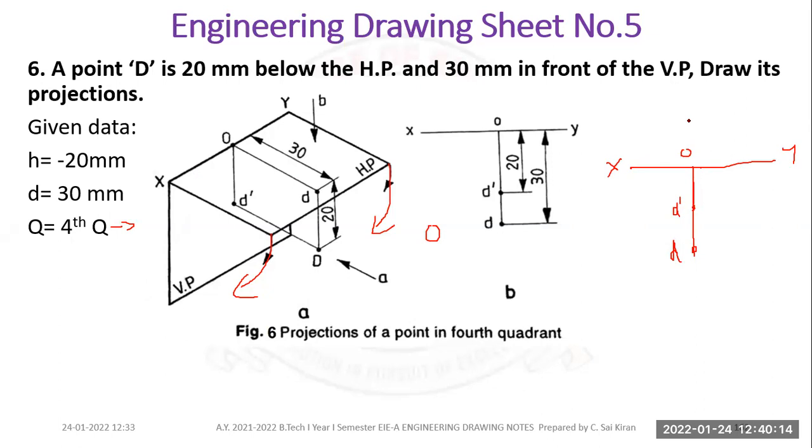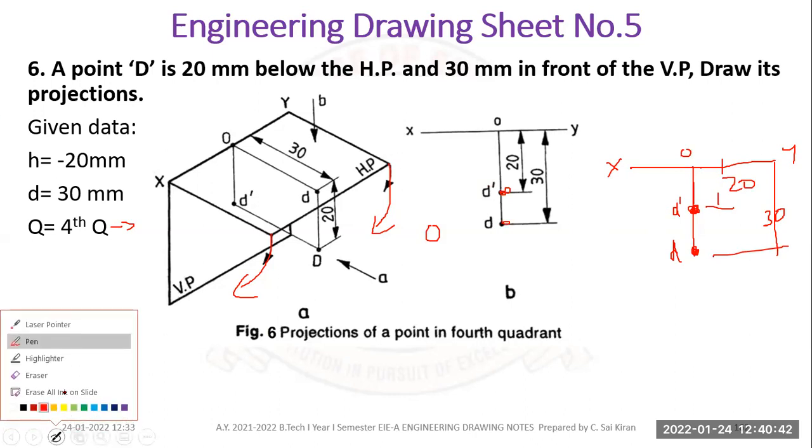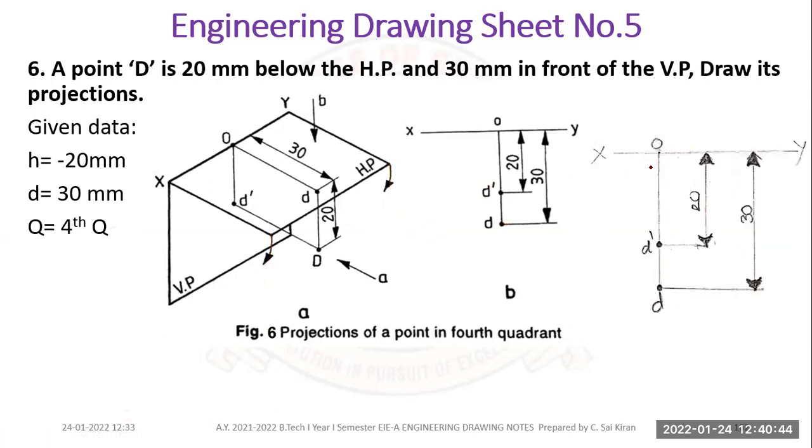Draw everything with an H pencil and give the dimensions with the 2H pencil. Highlight these points two to three times with the HB pencil. These points should be darker. And this is what your seniors have drawn. On the same vertical line with respect to O, draw a vertical line of 20 and 30. On the same line, you have to represent D dash and D.